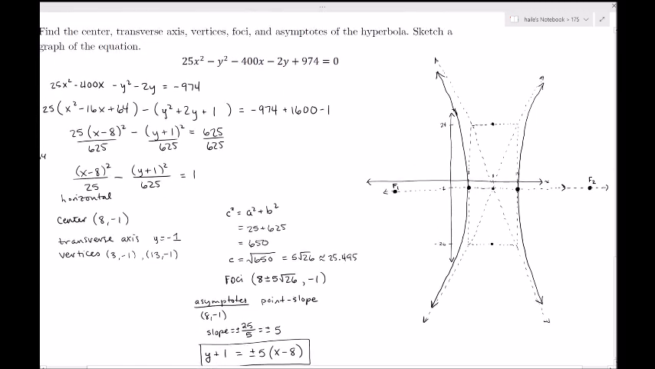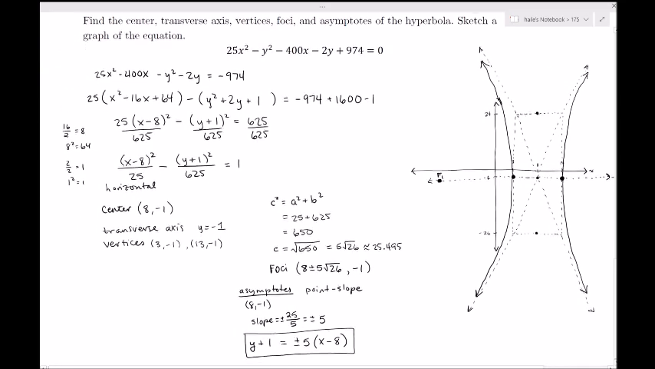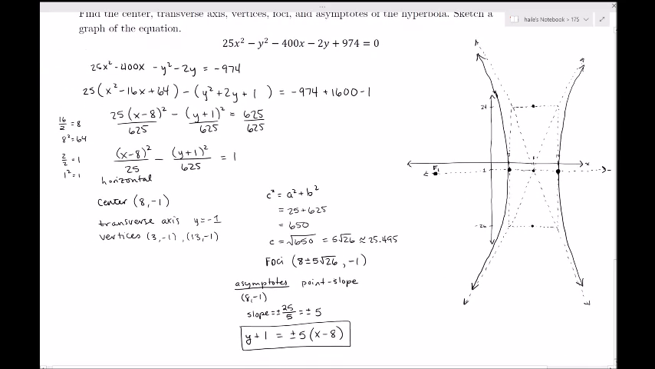And I think that that is all we had to do for this problem. So center, transverse axis, vertices, foci, and asymptotes. And we also got our picture in the process.